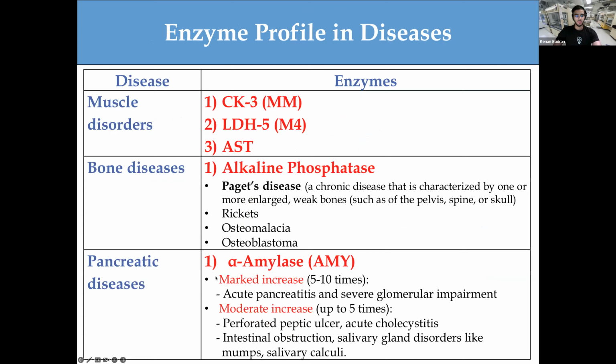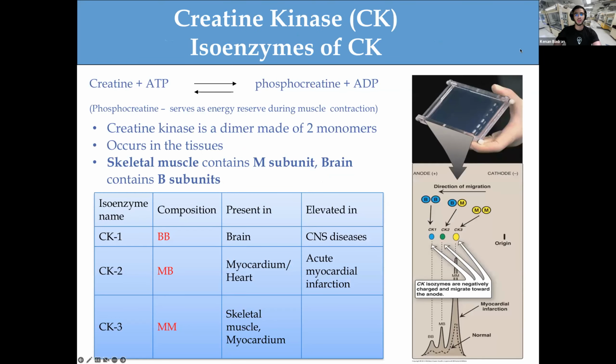Obviously, as you said earlier, for example the pancreas, there's alpha amylase and there's lipase. And lipase is more specific because alpha amylase can cover other things like acute pancreatitis, and so on, and mumps. Now, let's look at the isoenzymes. Again, you just need to memorize it.